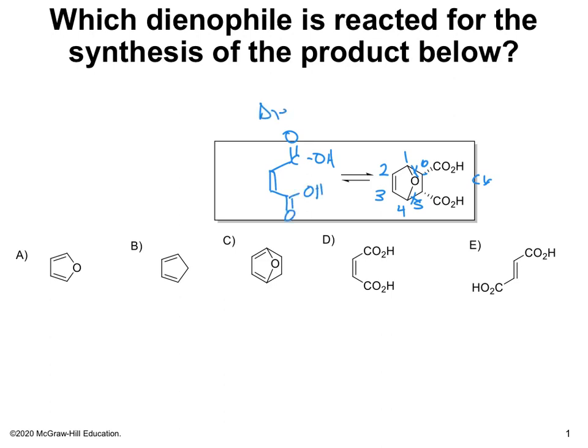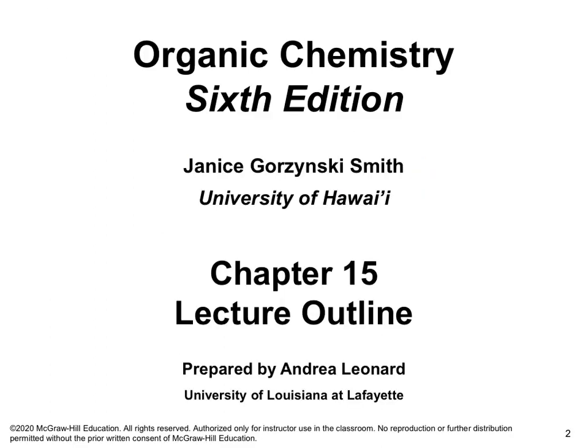That is the dienophile. And then the diene comes from this part here. The diene would be this five-membered ring here. And it says, what is the dienophile? So this is your dienophile, and your dienophile would be D.